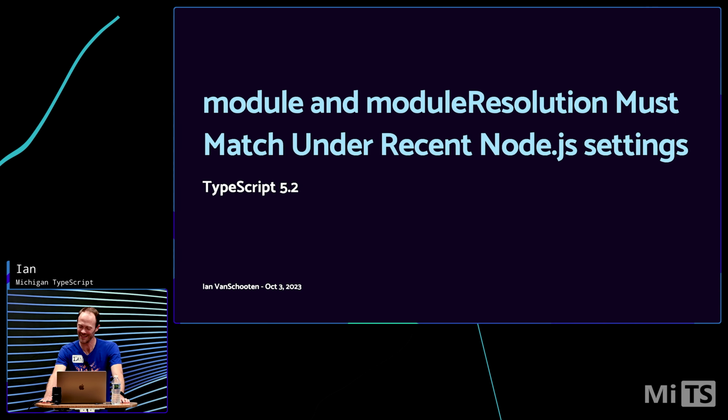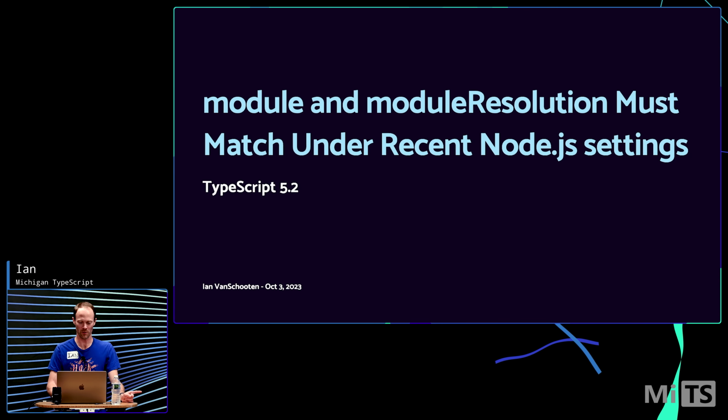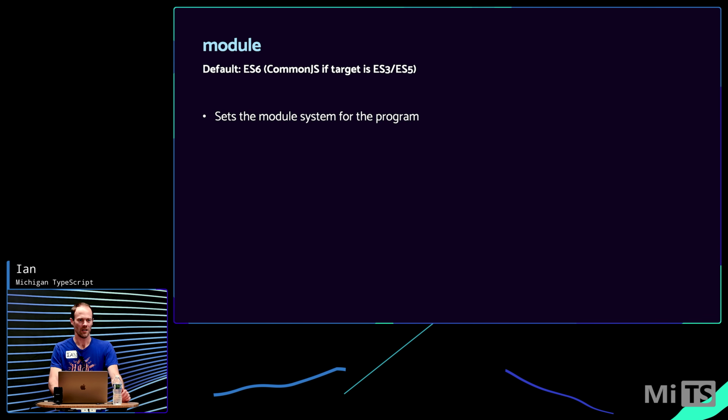Talking through module resolution changes in the last 3 versions of TypeScript. This one's 5.2, and a breaking change down at the bottom of the announcement that you may have missed, but it is important, and if you hit this, you may wonder why. So what are these settings that we're talking about?